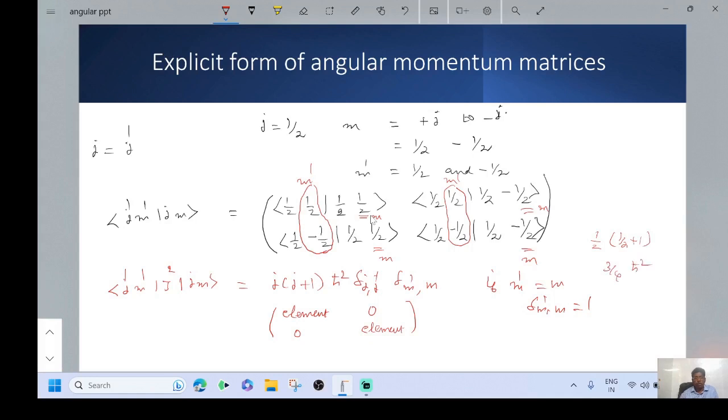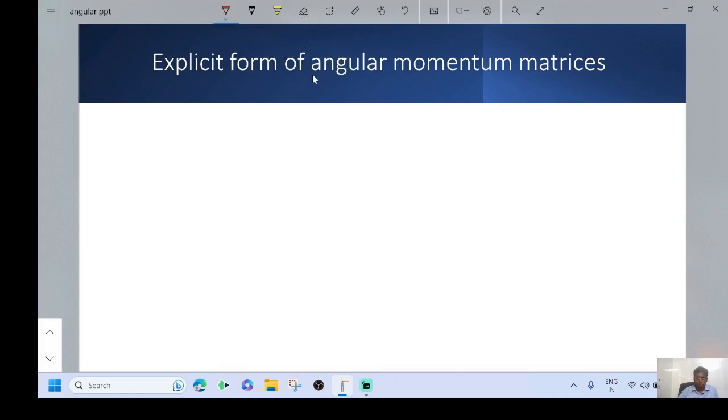So the j square value is, j square matrix for small j equal to 1 by 2 is 3 by 4 h cross square, 0, 0, 3 by 4 h cross square. This is the j square matrix for j equal to 1 by 2.